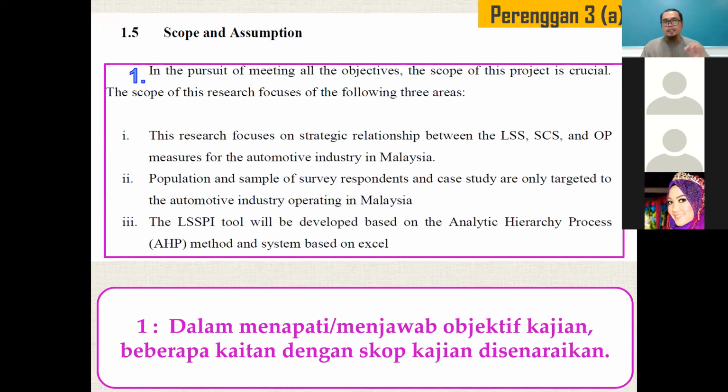Number one, the research focuses on strategic relationships among the variables. Number two, the population and sample, survey respondents and case study, are only targeted at the automotive industry in Malaysia. Third, for the tool, the analytical hierarchy process method is used, based on a system built in Excel. So I came up with a system using Excel only. So this is what we call the scope and assumption. I study the specific variables for Malaysian automotive companies; all respondents, surveys and case studies are from companies operating in the automotive industry in Malaysia, and for the case study and hierarchy process, in order to develop the system, I used an Excel base. That is what we call scope.